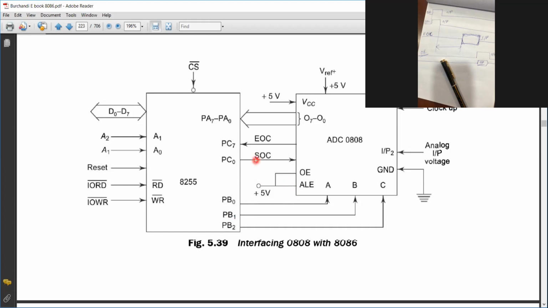Without these two, OE and ALE, just see the arrow. The SOC signal is an output signal. The EOC signal is an input. Similarly, the ALE signal and OE signal are also output signals with respect to 8255. Remember this. I will draw this diagram and I will write down the program.